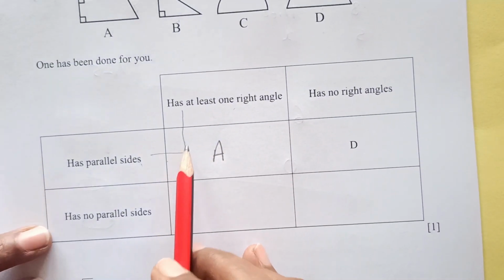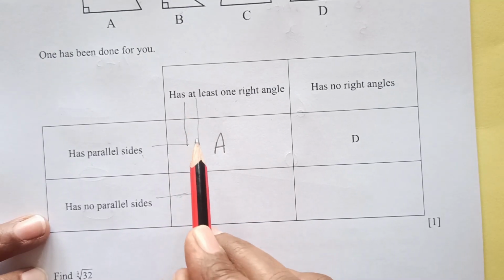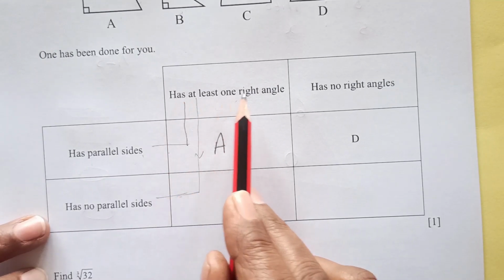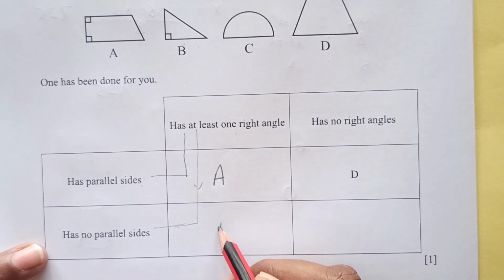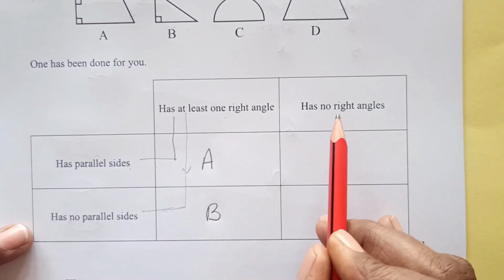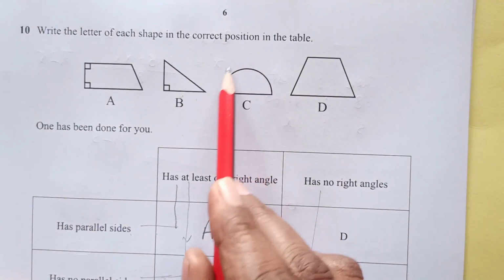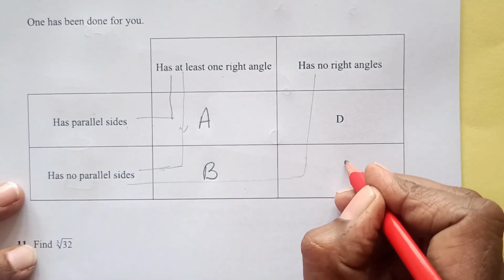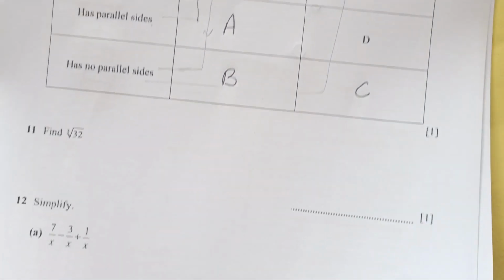This is already done. Now here, this one, it should also satisfy these conditions. Has at least one right angle. One right angle is here, has no parallel side. So B will come here. And here, has no right angle and has no parallel side. So C is going to be in the last one, right?